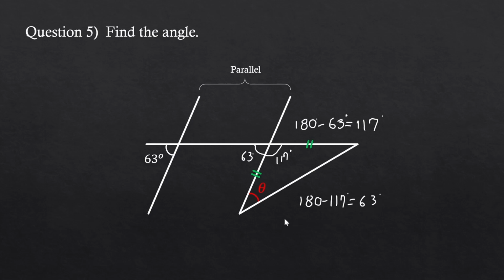Correct. So 63 divided by 2 is equal to 31.5 degrees. That means this angle should be 31.5 degrees, and this angle should also be 31.5 degrees, so that the total becomes 180 degrees. Make sense? So the answer is 31.5 degrees.